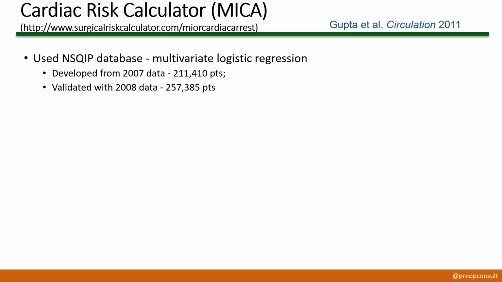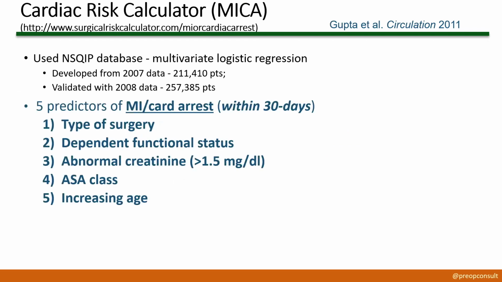The next one is the Gupta MI cardiac arrest calculator. This is from the National Surgery Quality Improvement Program database, several 100,000 patients to develop it, another several hundred thousand to validate it. There are 5 predictors of their outcome, which was 30-day MI or cardiac arrest: type of surgery, dependent functional status, creatinine greater than 1.5, the ASA, or American Society of Anesthesiology classification, and increasing age. And when they compared themselves to the RCRI, even though it wasn't a true apples-to-apples comparison, they felt that they had better discriminative or predictive ability.